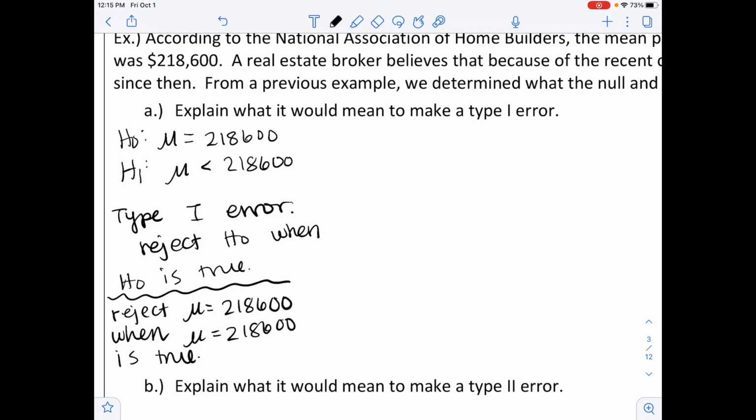So if we reject H naught, since there's only two things we have here, H naught and H1, that means that we are going with our alternative. And so that would mean that we found enough evidence to conclude that the price of houses has decreased. So we need to write this in words.